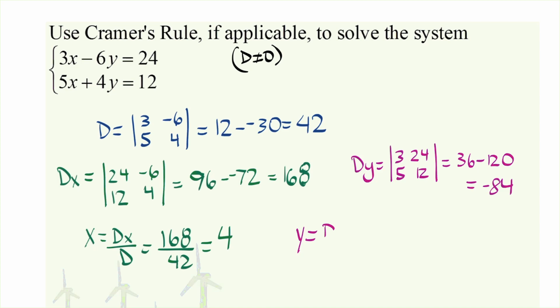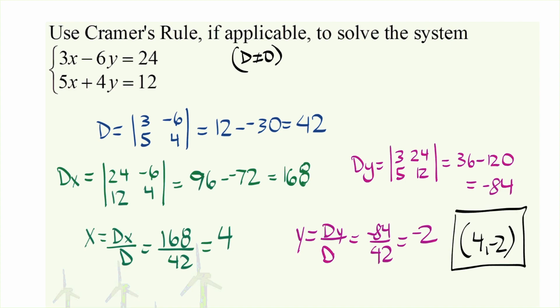y is dy over d. And dy over d is negative 84 over 42. So y is negative 2. Therefore, our answer written as an ordered pair is (4, negative 2). And we can plug that into our system to make sure it works. Like real quickly, 4 right here, we get 12, negative 2, we get positive 12, so 12 plus 12 gives us that 24. So that gives us a level of confidence in our answer.